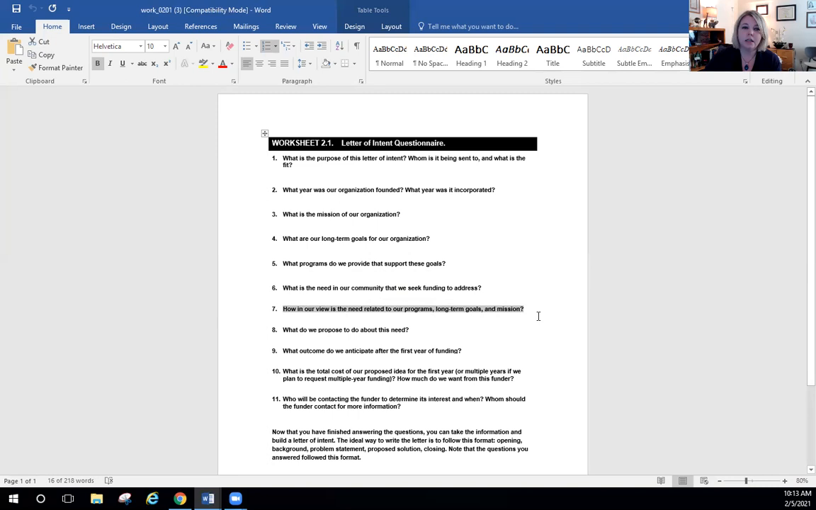So really making that connection to it, so that they see it's meeting the constituents and the populations that you've served, and also how it links to the funder. So your project, a little bit of the description here and the expected outcome that you anticipate after the first year. The total cost for your proposed idea.